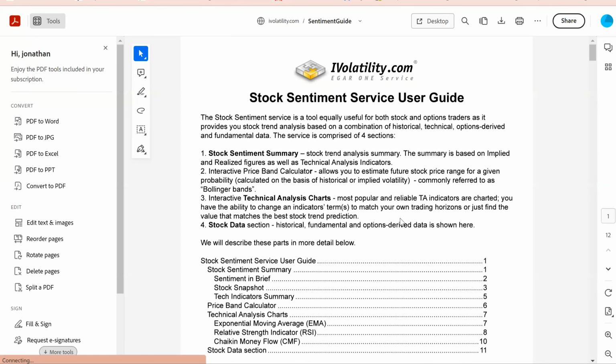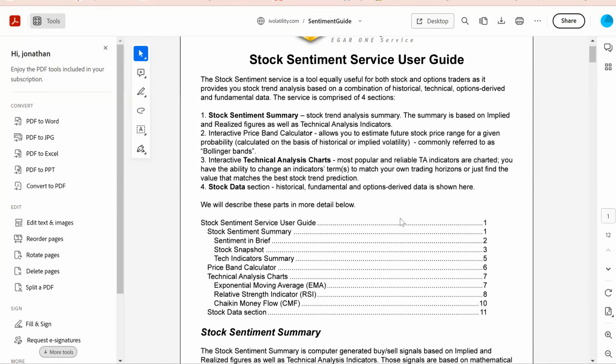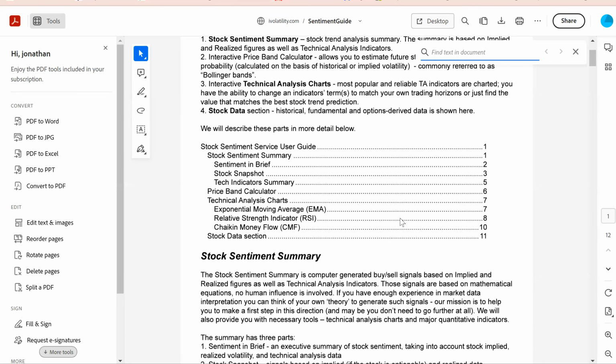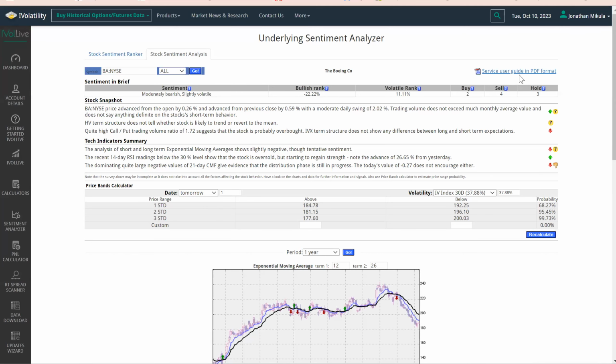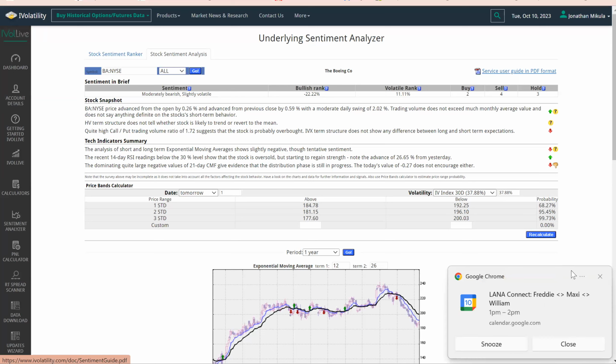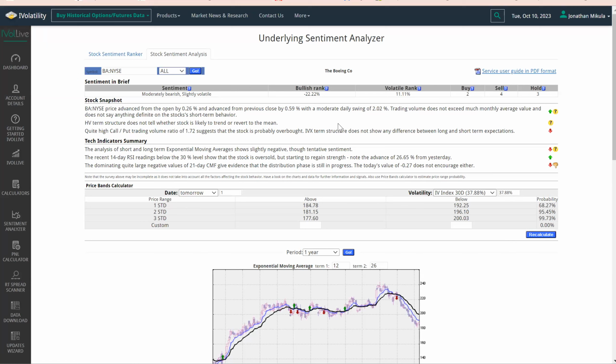We have our table of contents here, and also, when in question, Control F, and you can type in whatever it is that you need, RSI for example, and it will show you where that is on the page. So these guides are very good and very detailed, and we have them for every advanced tool out there. All right, so I'm going to pause a little bit.